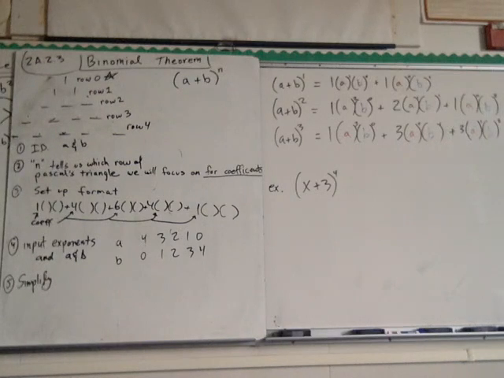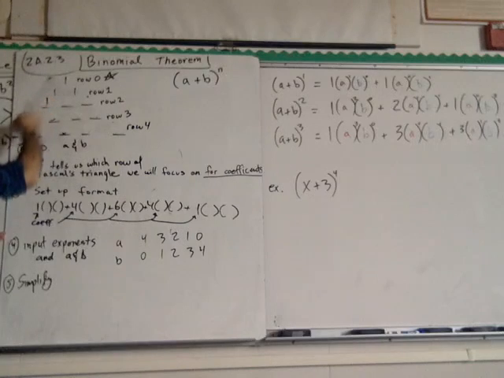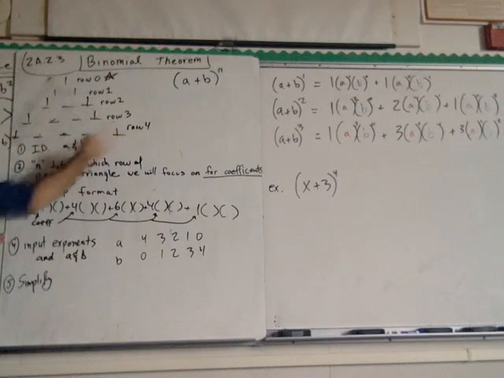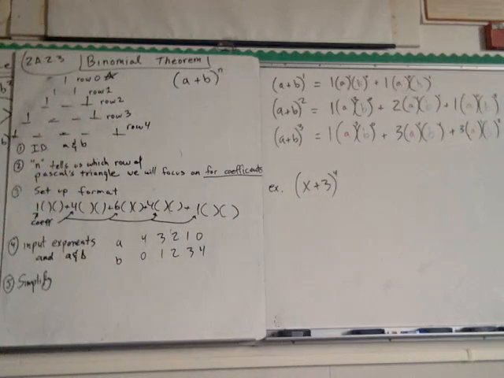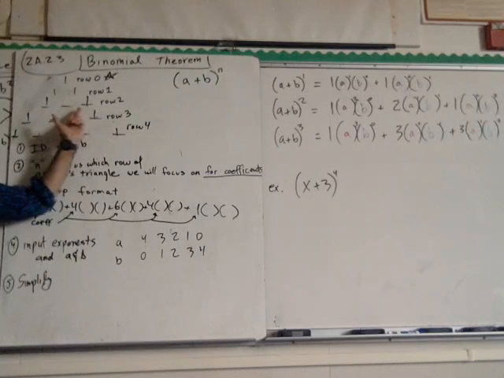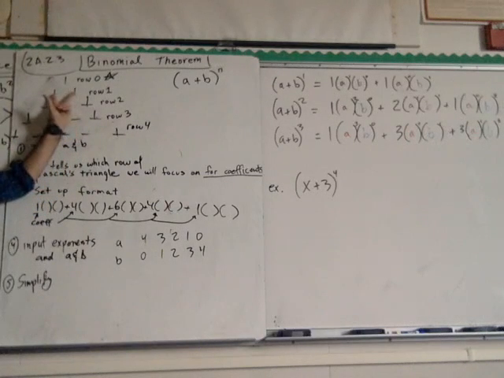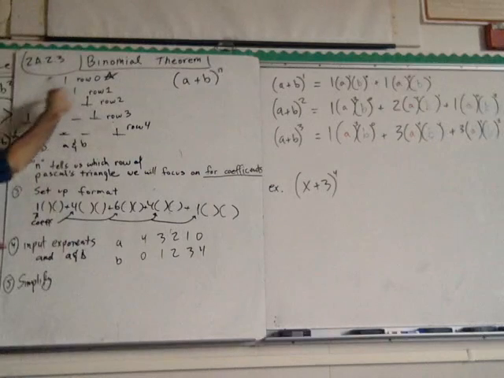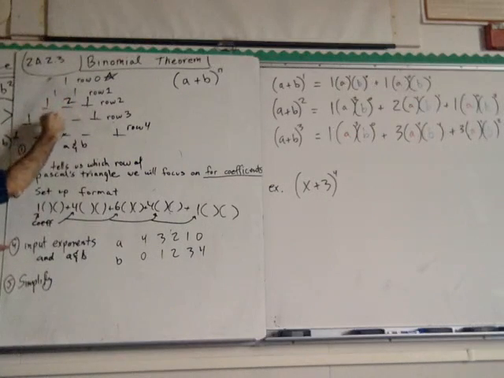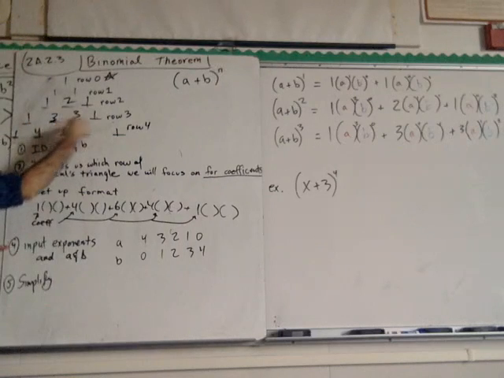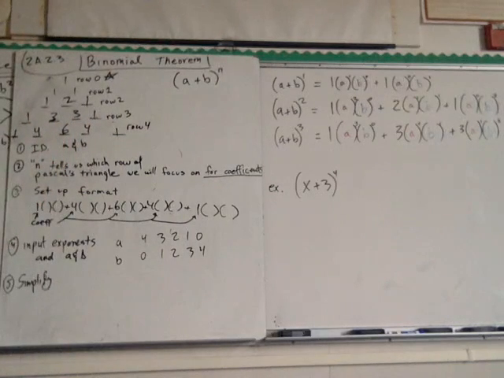But how do we create, first off, what's on the sides of the Pascal's triangle? 1s, right? And then each sequential row below is a combination of the top two values above it added together. So what's 1 and 1? 2. What's 1 and 2? 3. Same here. How about here? 4. 6. Okay.